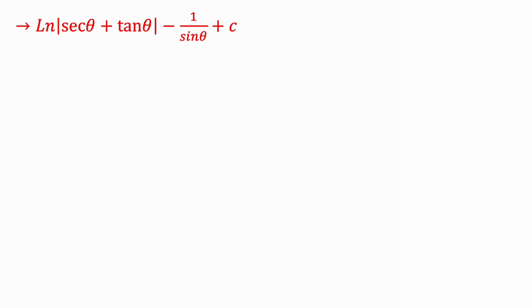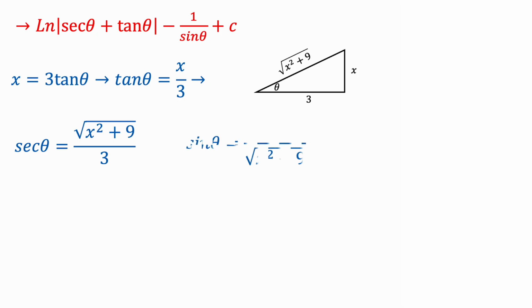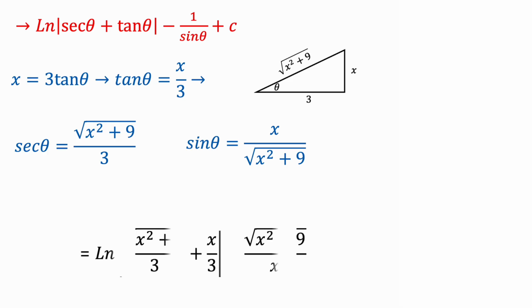We had taken tangent theta as x over 3. So the opposite side is x and the adjacent side is 3. I'll find the hypotenuse using the Pythagorean theorem. So secant is the reciprocal of the cosine. This means that instead of adjacent over hypotenuse, it becomes hypotenuse over adjacent. You can see we've written it right there. Plus tangent theta, which I had taken as x over 3. So plus x over 3, that's very good. Minus 1 over sine, and sine, as we know, is opposite over hypotenuse. But since this is its reciprocal, it becomes hypotenuse over opposite.